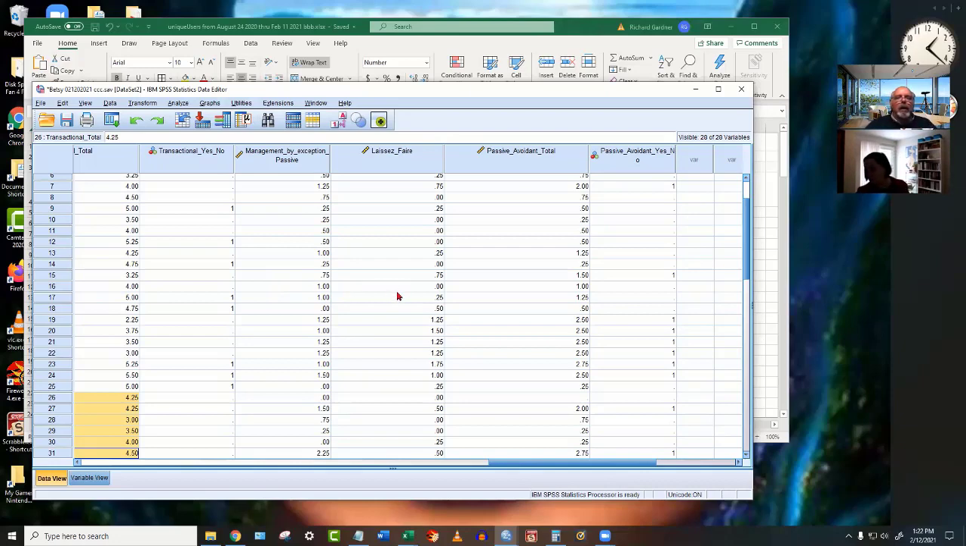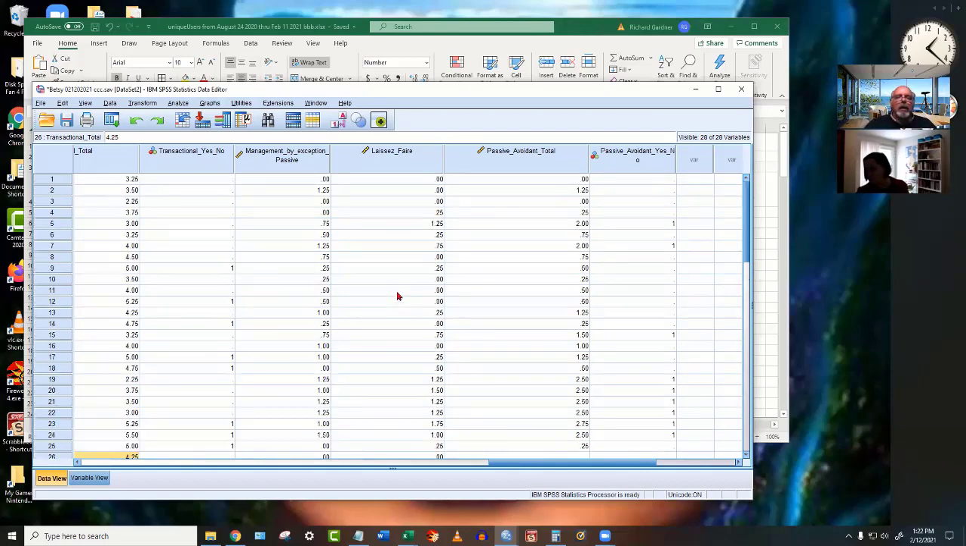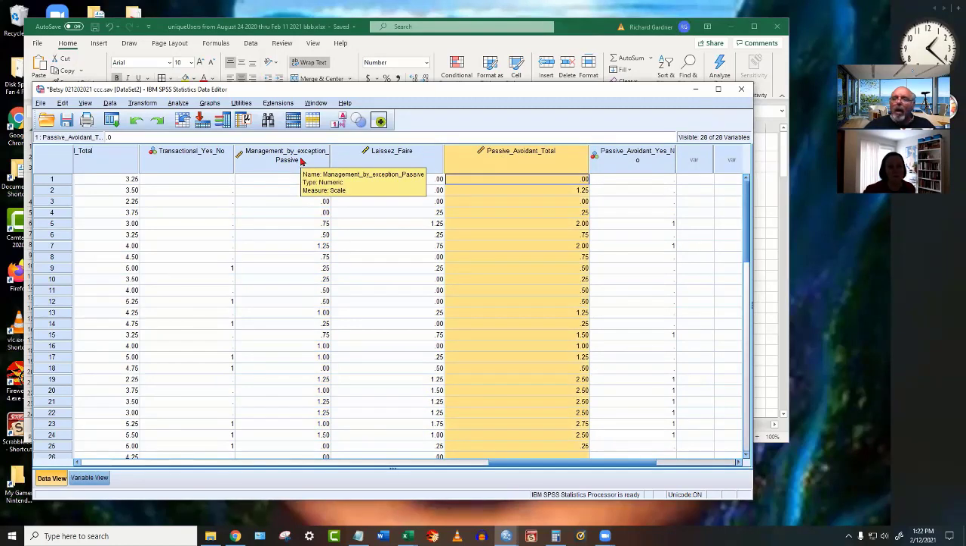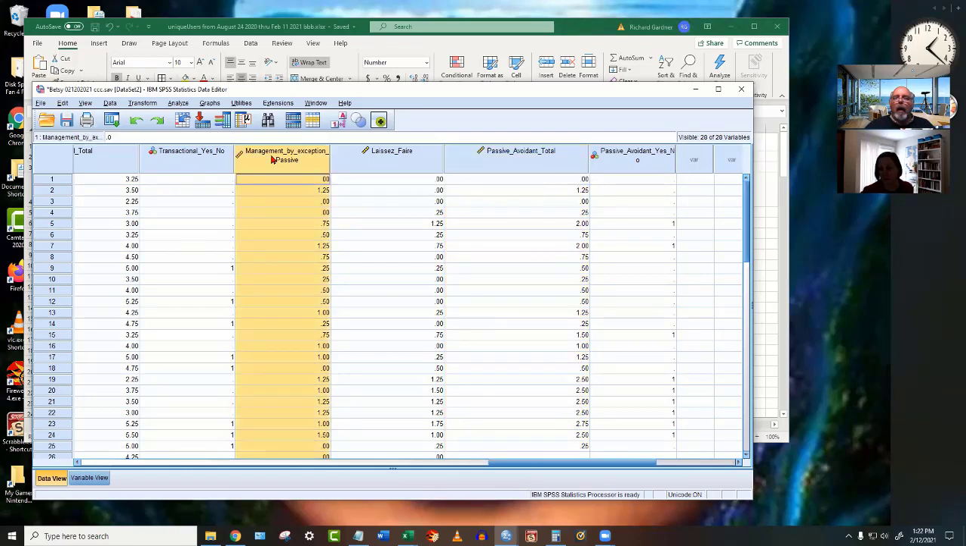So is this managed by exception, passive, laissez-faire, and passive avoidant? Are they all three in the same boat? Are they all three scales of passive avoidant? Two of them, managed by exception, passive, and laissez-faire are subscales of passive avoidant. So passive avoidant total. Okay, so got it.